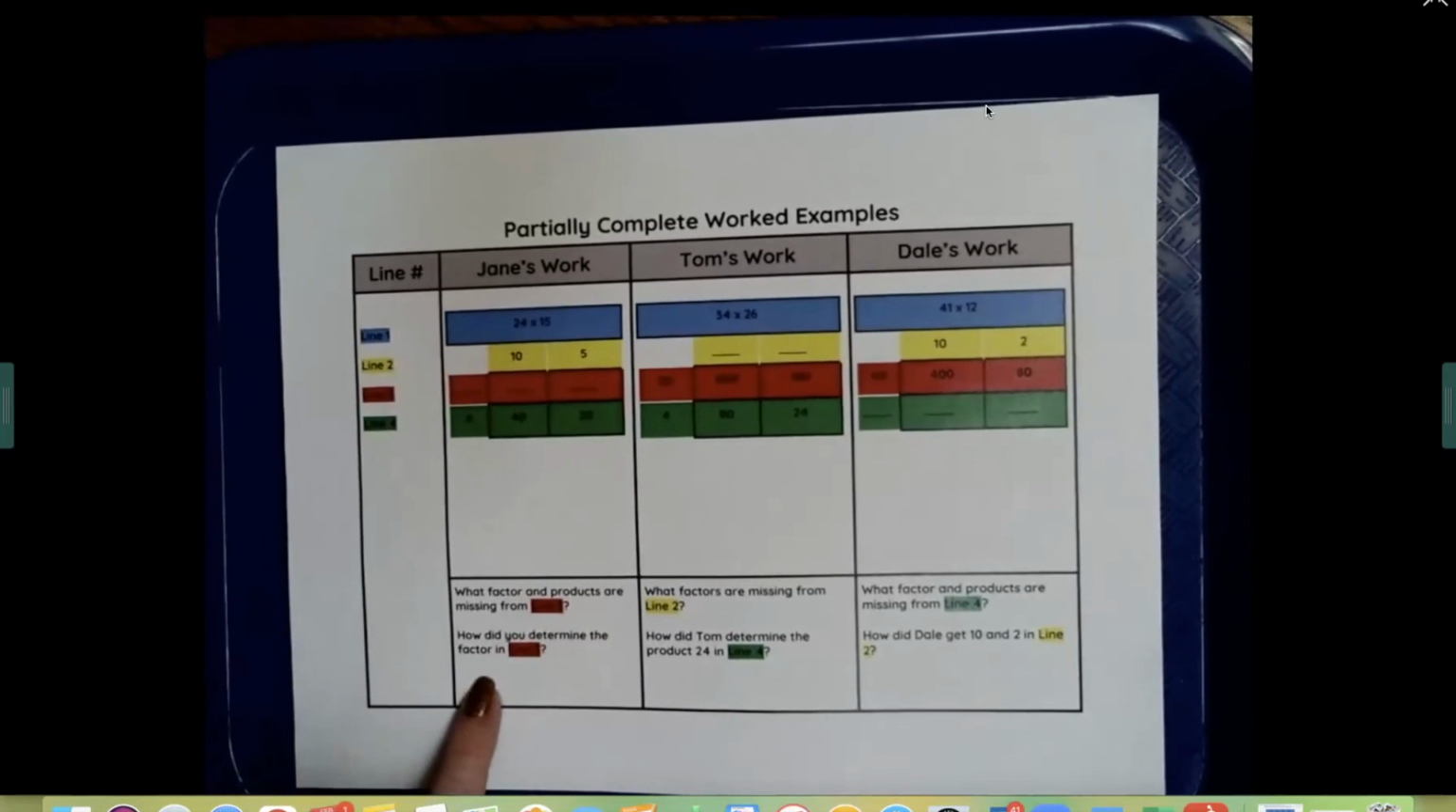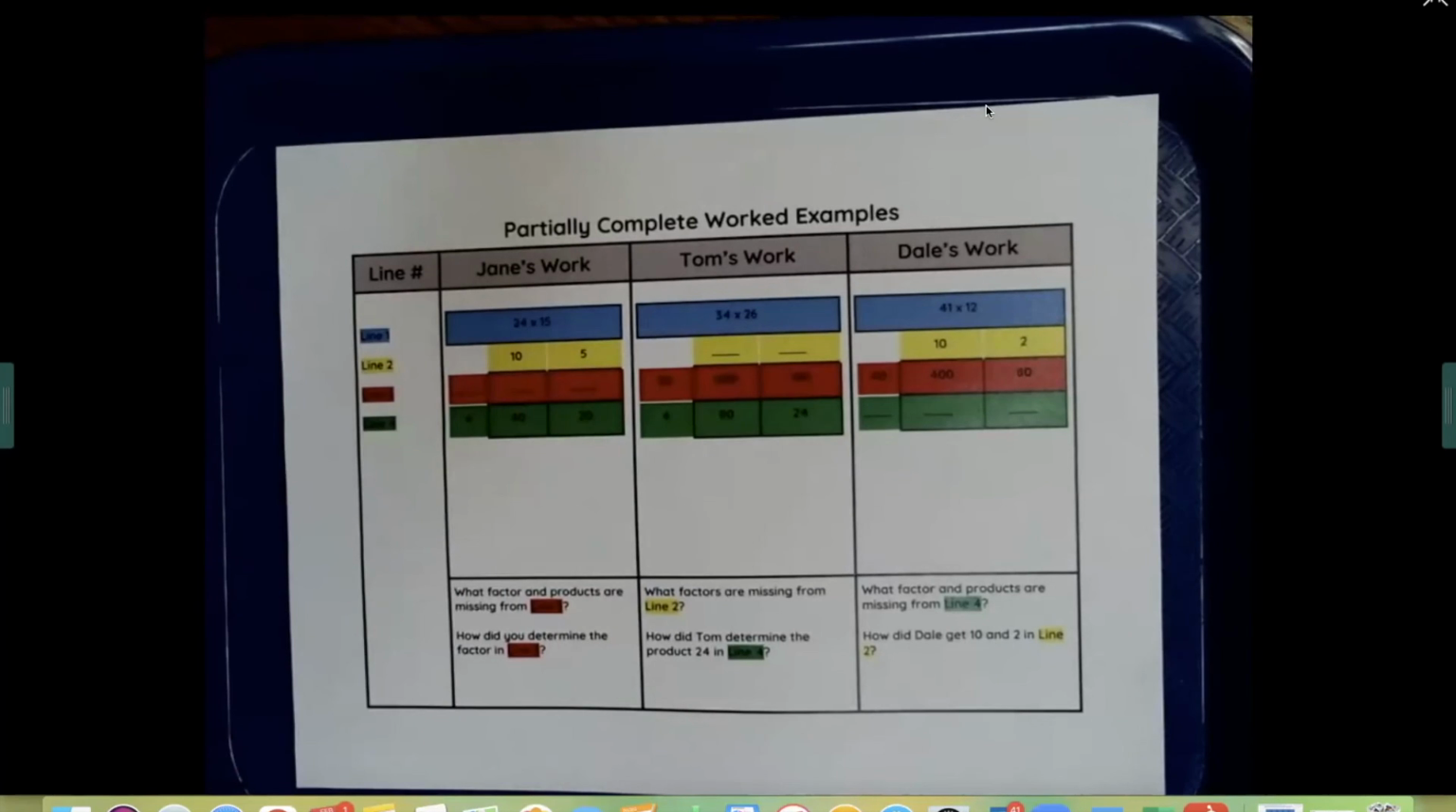And then, how did you determine the factor in line 3? So how did she decide, or how did you decide, what Jane needed to put in line 3 as far as the factor? Now notice I'm using that terminology. I'm using the word factor. I'm using the word product because we want our kids to know what those words are. And if we don't use them, then they're never going to remember them. So we have to use them.